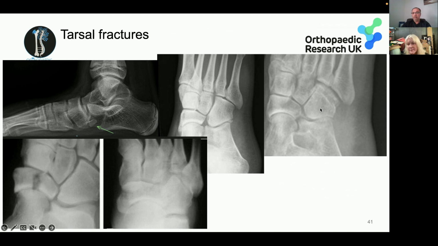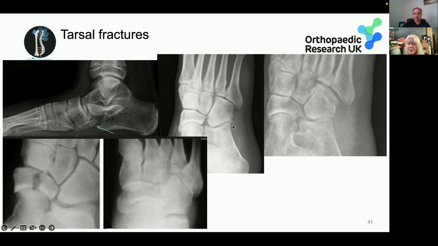Cuboid fractures. Remember, the cuboid's on the lateral side, articulates with the calcaneus. Here's a fracture through the cuboid here. And here's another type of cuboid fracture, which is a small avulsion fracture at the base here. So peroneus brevis attaches here.